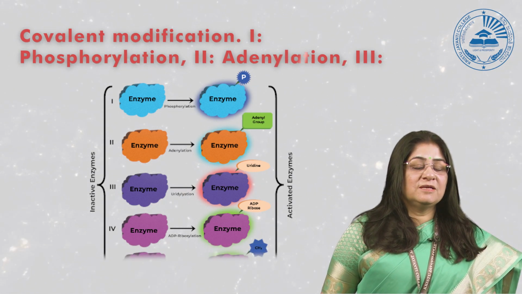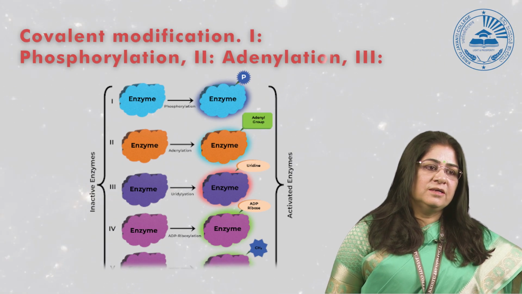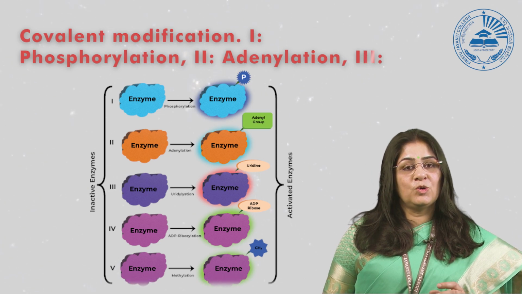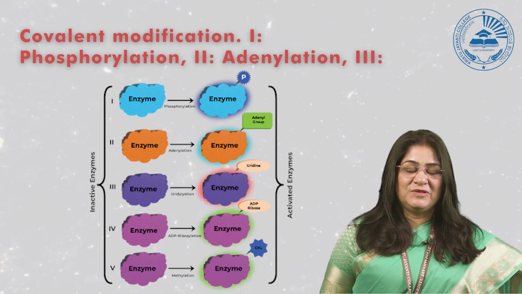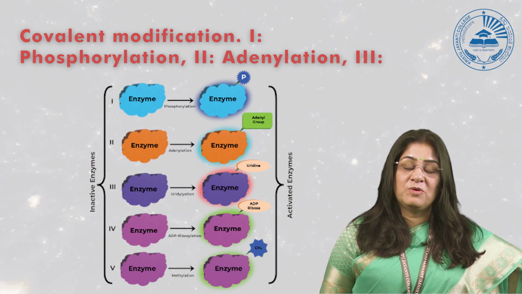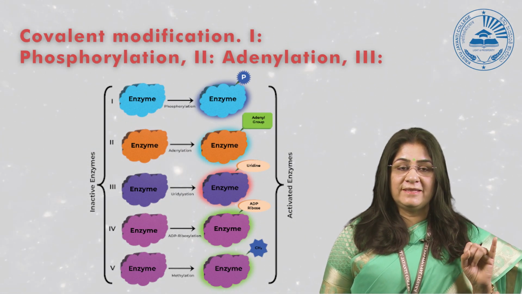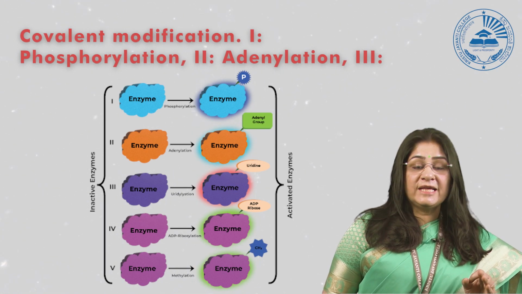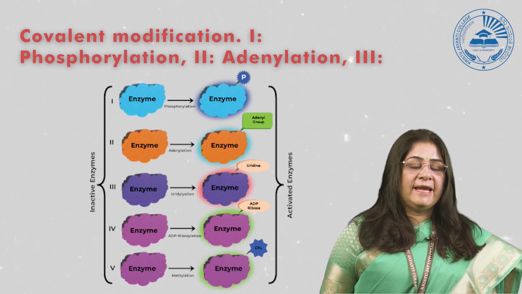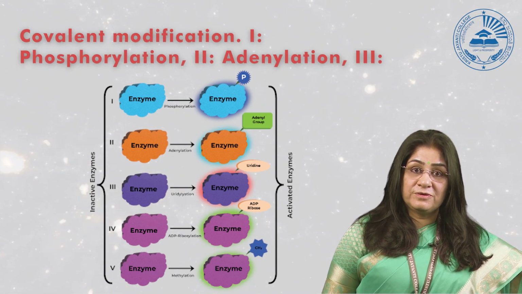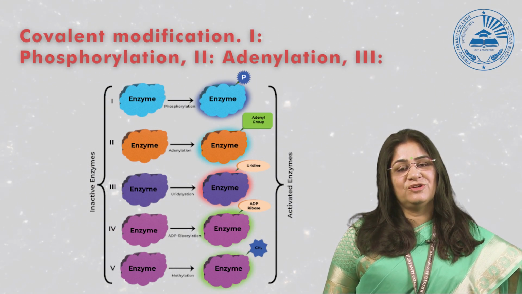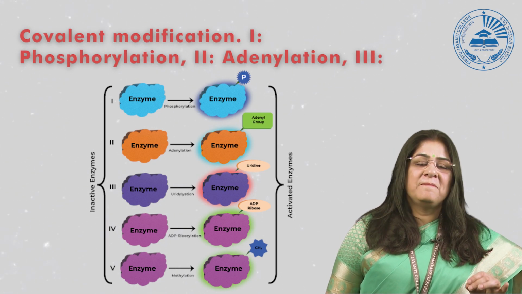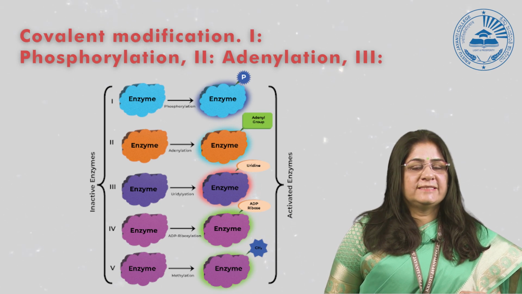And the last one is the methyl group, methylation. Okay, here you can see that the enzyme was inactive before. Once the methyl group comes and binds to the enzyme by a covalent bond, the enzyme becomes active. So, we have learned 5 different types of covalent modification: phosphorylation by the addition of a phosphorus group, adenylation by the addition of an adenyl group, uridylation by the addition of uridine, ADP ribosylation by the addition of ADP ribose, and methylation by the addition of a methyl group. All these molecules bind covalently to your enzyme, making it active. Okay, so that is an example of covalent modification.